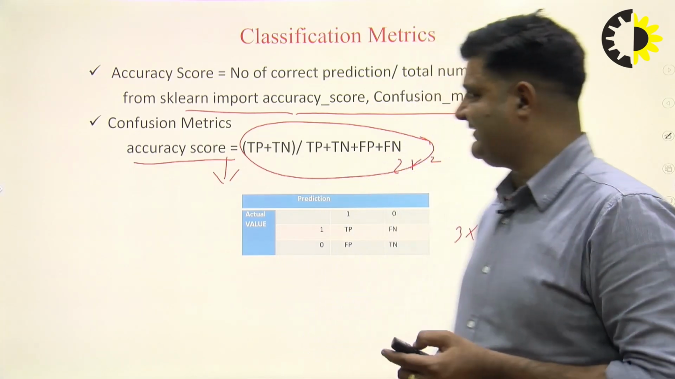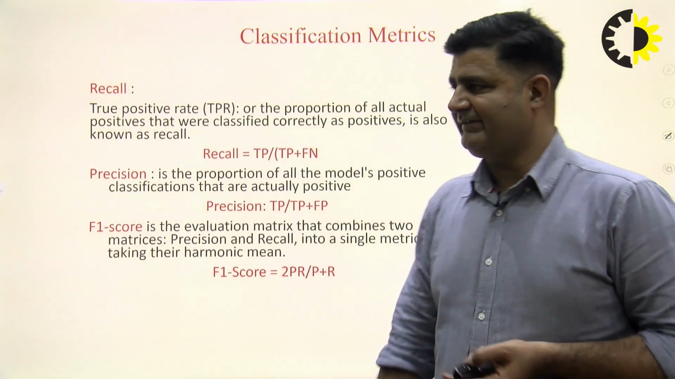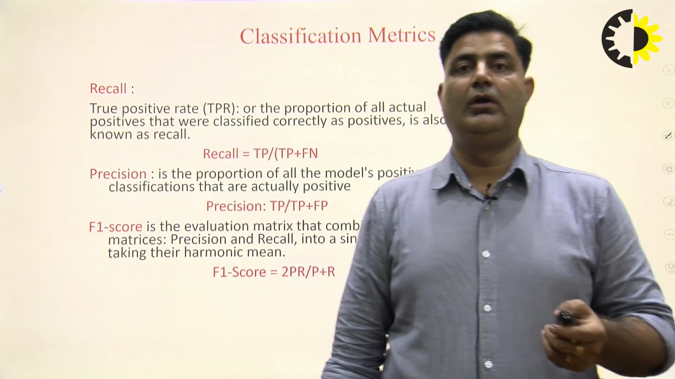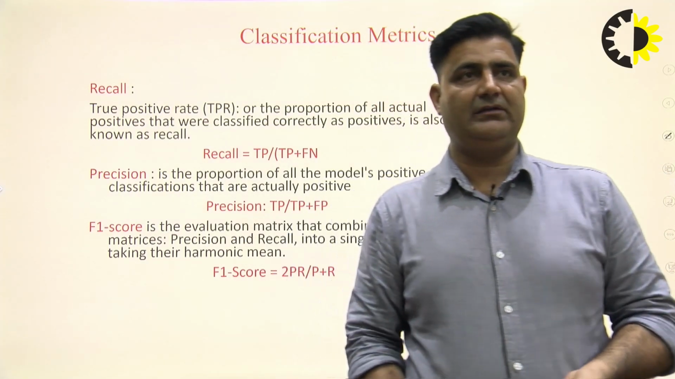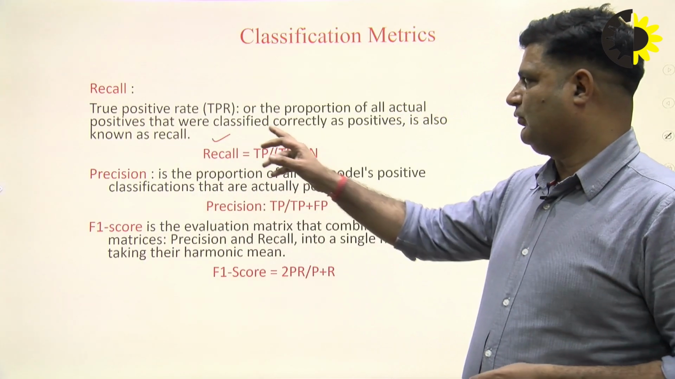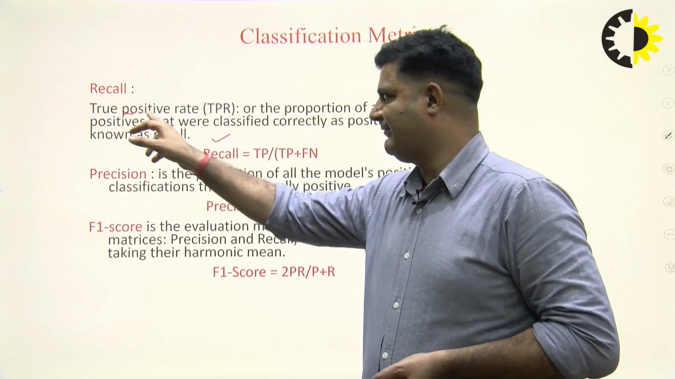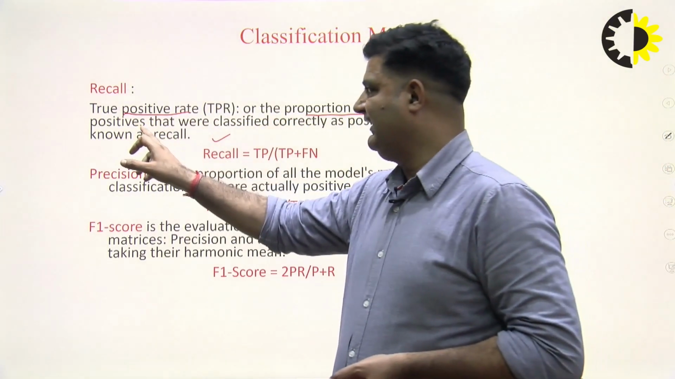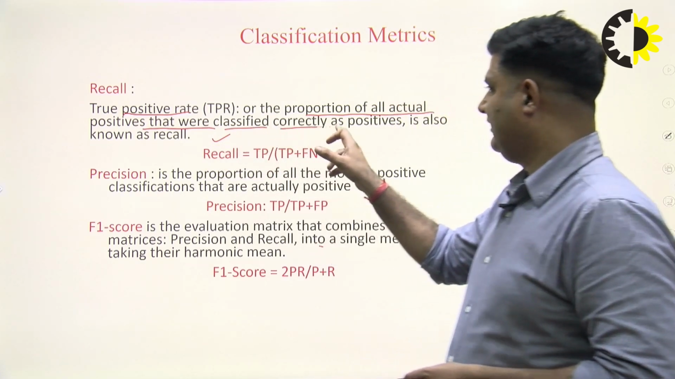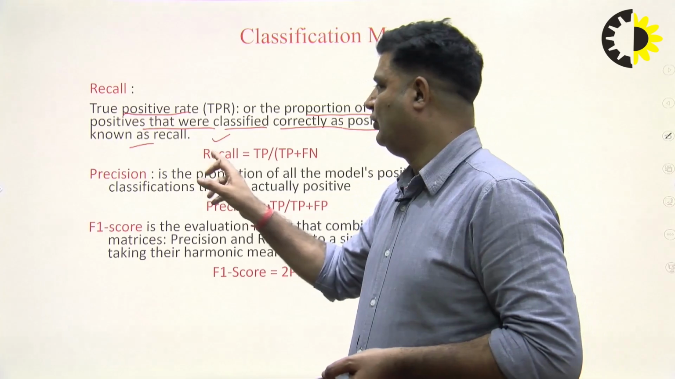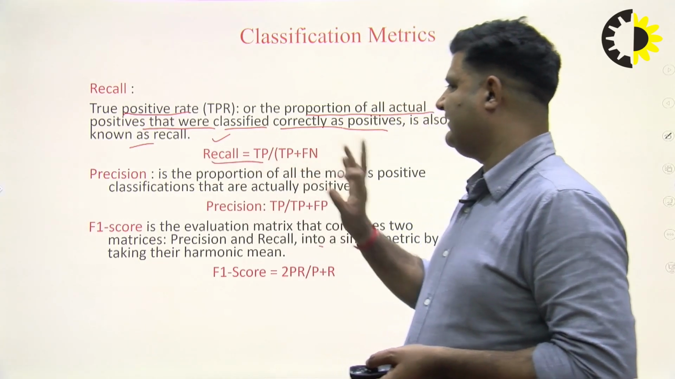Then we have precision, recall, and F1. These are also three parameters with which we find out the performance of any classification algorithm. One is recall, also called the true positive rate, the proportion of all actual positives that were classified as positive. So recall is TP upon TP plus FN, right?